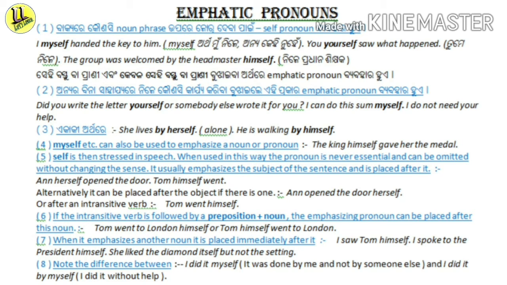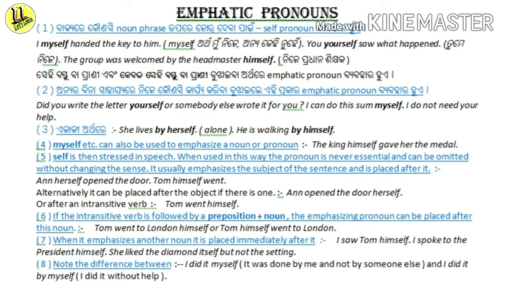And then the fifth point is self is then stressed in speech. When used in this way, the pronoun is never essential and can be omitted without changing the sense. It usually emphasizes the subject of the sentence and is placed after it. For example, Anne herself opened the door. That means Anne opened the door. Tom himself went. That means Tom went.